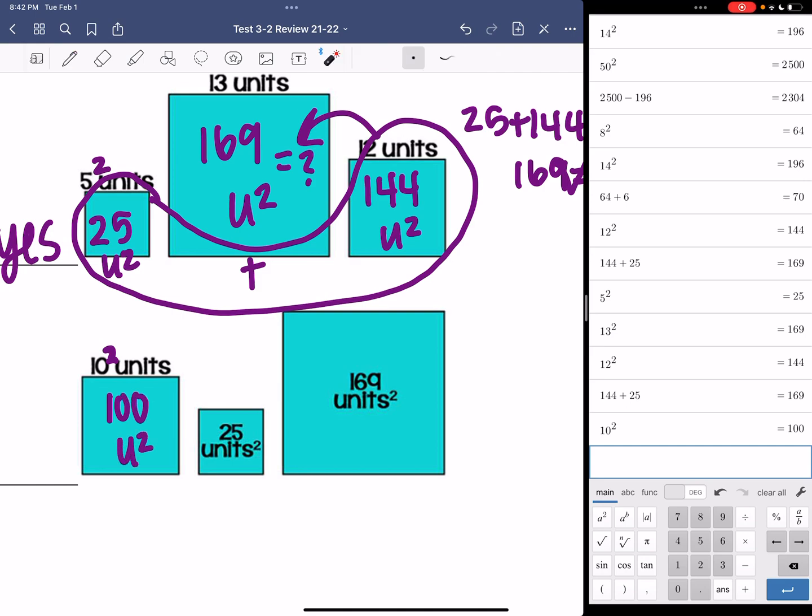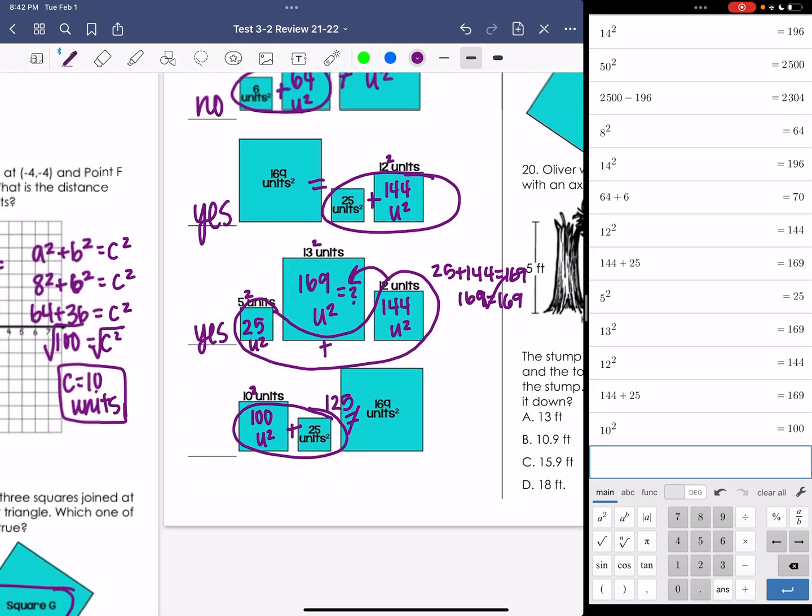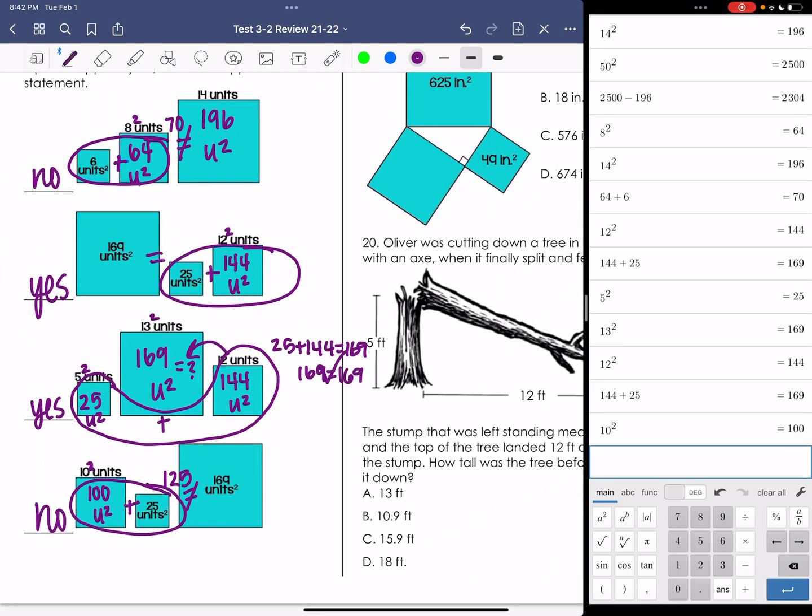Again, this is going to be my largest side because it does have the largest area. So then I'm going to add together my two smaller sides. I'm going to add together 125, and I want to know, does it equal 169? Well, 100 plus 25 equals 125, which does not equal 169. So there is no way that these three squares would be an example of the Pythagorean theorem.